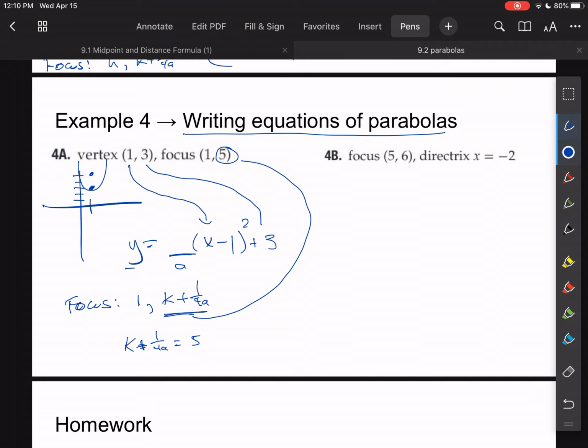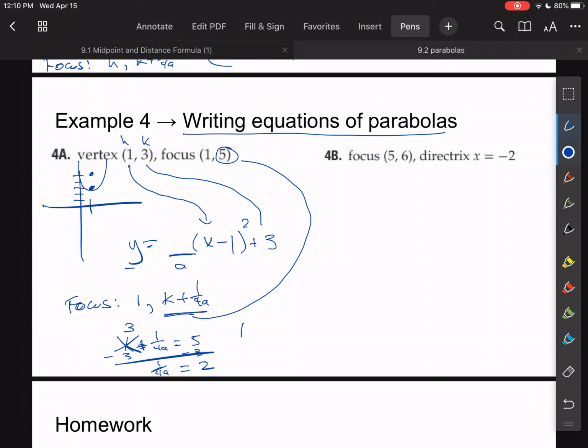I happen to know k, because this is h, this is k. So I'm going to replace this k with a 3. All right, and then to solve for a, I'm going to subtract 3 from both sides. So I get 1 over 4a is equal to 2. I can multiply both sides by, or divide both sides by a fourth, I should say, to get a by itself.